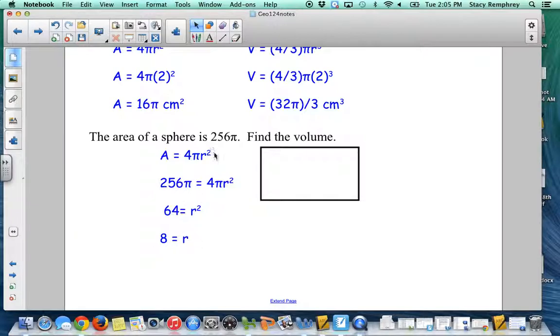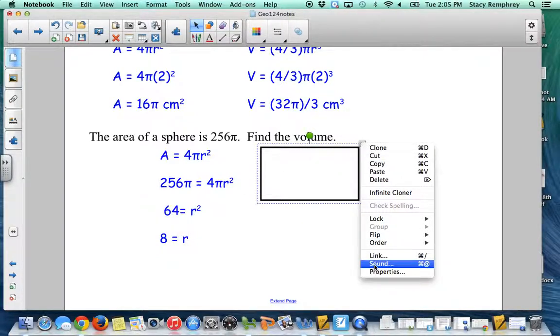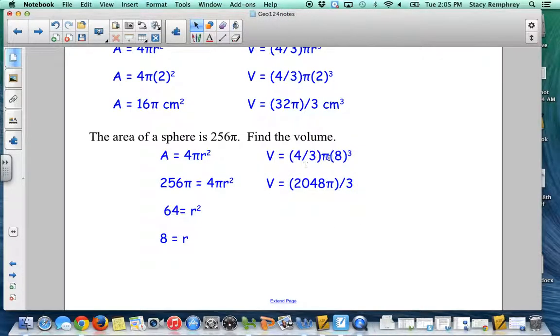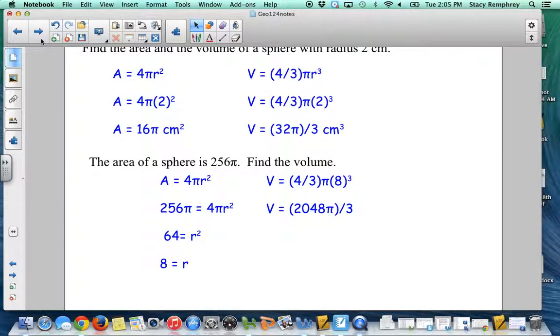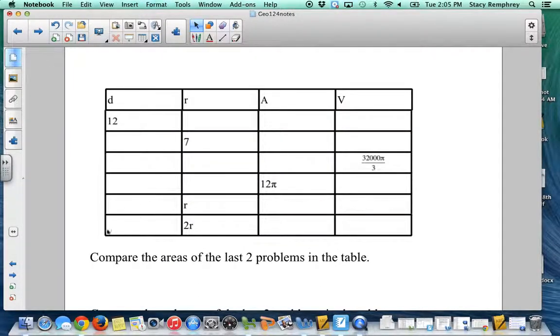Now be careful. You need to answer the question which said find the volume. So I'm going to take that radius of 8, and I'm going to plug that back into the volume, which you'll see here. The 2048 is coming from 8 to the 3rd, and then I multiplied that by 4. That's where 2048, the pi, and then all of that over 3 comes from. And again, I go really fast. Feel free to pause, write questions in your notes if you're not sure how to do something.